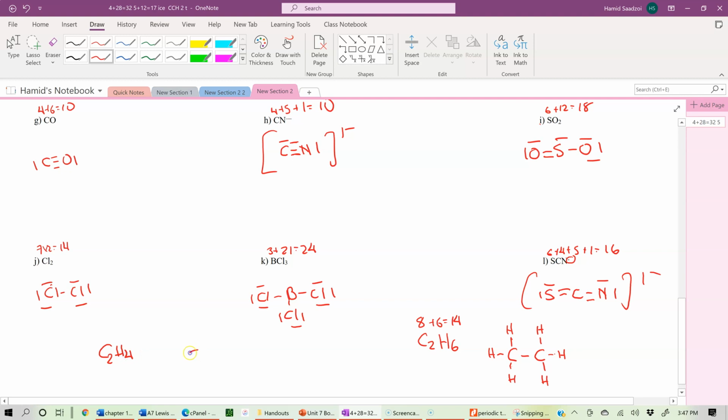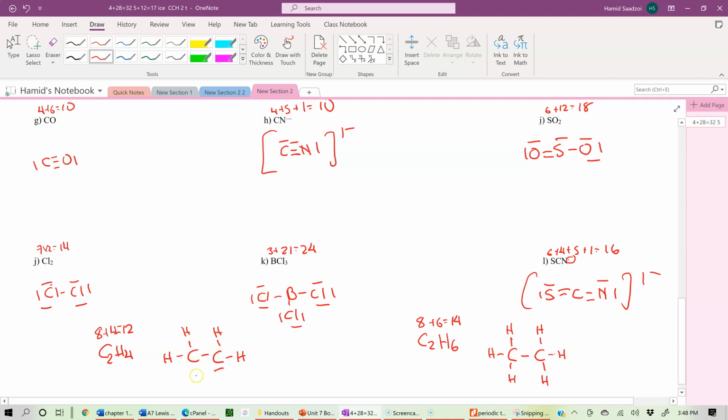Now, what if you had C2H4? Same thing, connect the carbons together. Mirror images, remember, equally distribute the hydrogen, so I'm going to give each one 2. That's always the case. So a total of 8 plus 4, that's 12. So 2, 4, 6, 8, 10, 12.